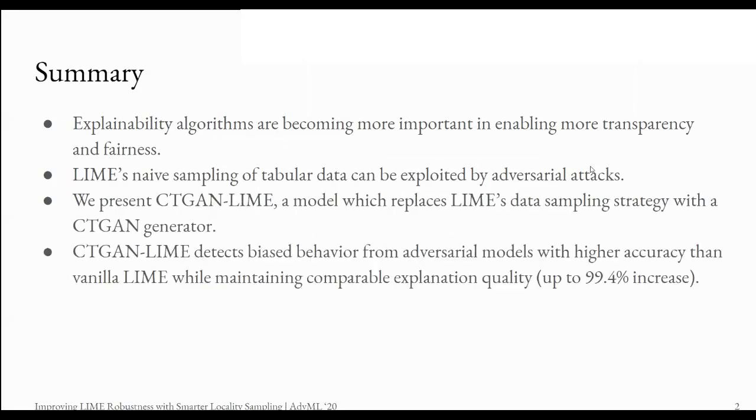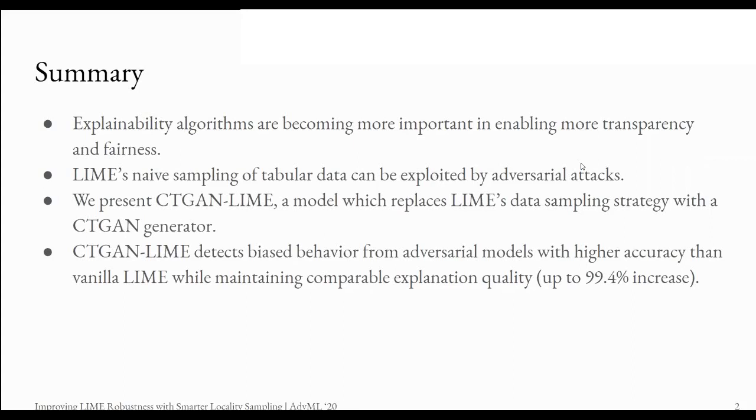So in this work, we propose CTGAN LIME, an explainability algorithm which relies on generative adversarial networks to sample more realistic synthetic data, which the explainer can use to generate explanations. Our experiments across several real-world datasets show that against the incumbent adversarial attack, CTGAN LIME can detect biased behavior from adversarial models with higher accuracy compared to the vanilla LIME model while maintaining comparable explanation quality. In some cases, we observe an increase of accuracy by up to 99.4%.